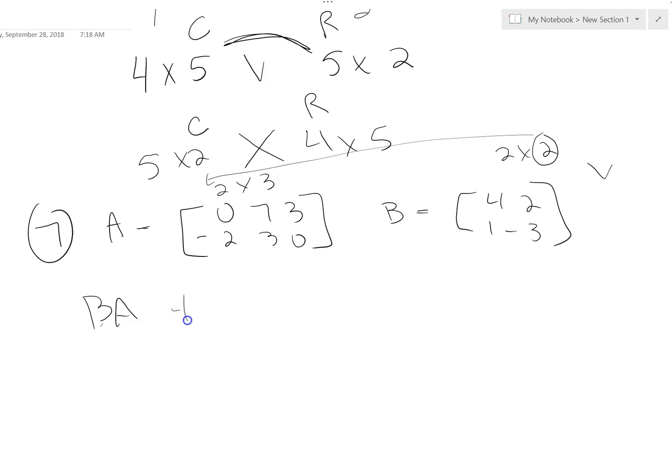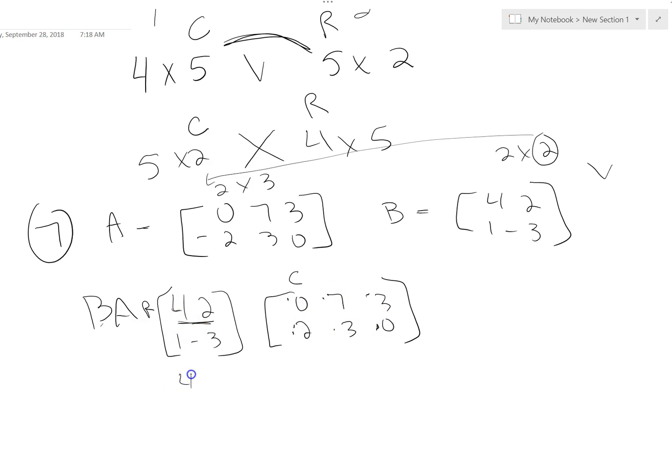Okay, so B times A is going to be 4, 2, 1, negative 3 times 0, 2, 7, 3, 3, 0. Now this is not like addition where you just find the matching numbers. You're going to multiply the row of the first and the column of the second. It's like I'm taking this row right here and shifting it and multiplying it times each one of these here.